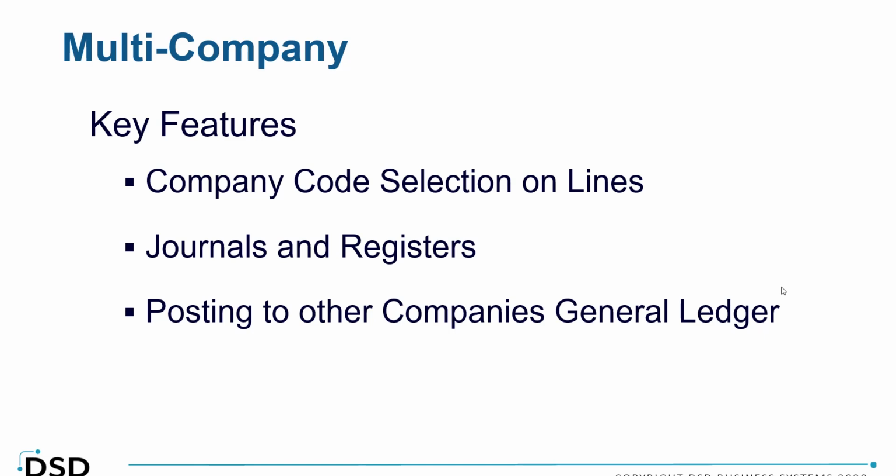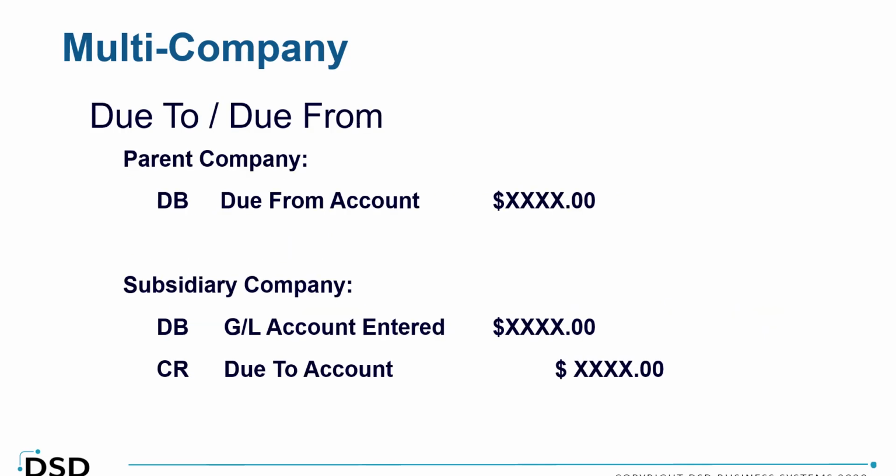So I talked about the due to and due from parent company. When you do a debit from another company, the parent company does get a due from posting when it actually hits the general ledger. And then the subsidiary company account you enter does that debit. That's the account that's posted to as a debit to the other company. Then there is that offset, which is the due to.